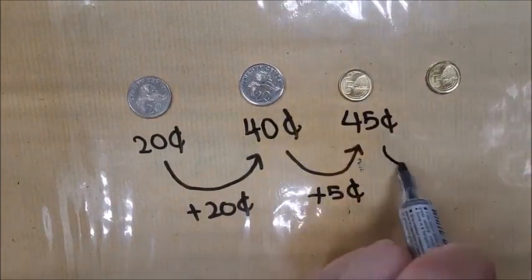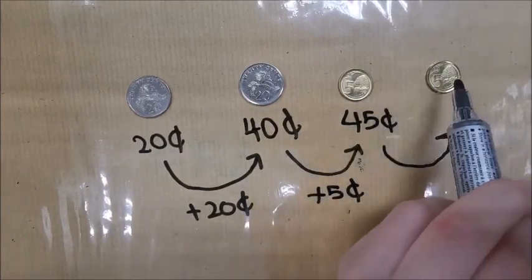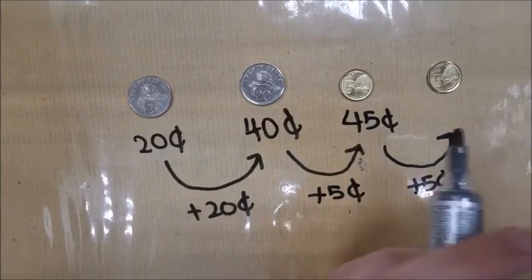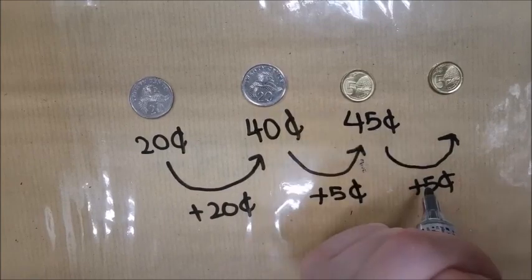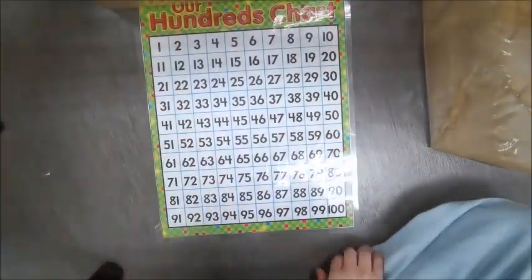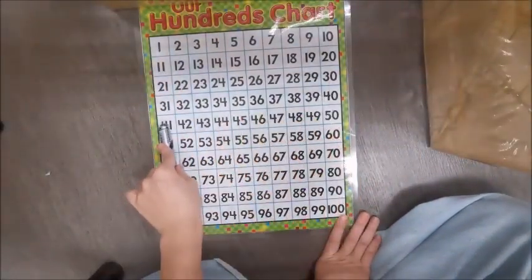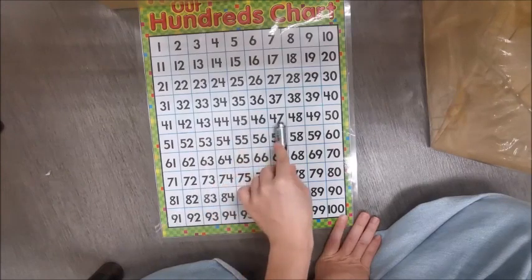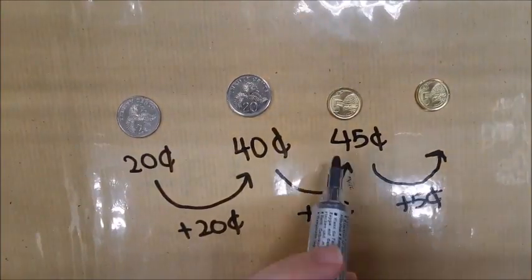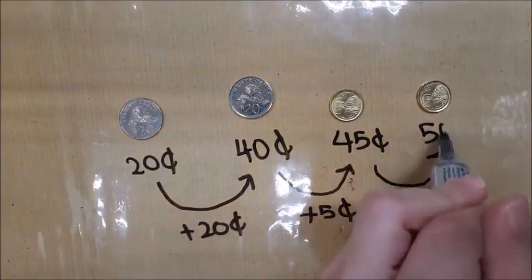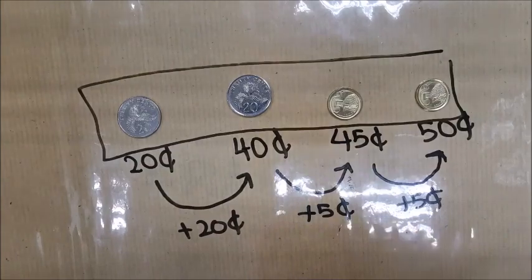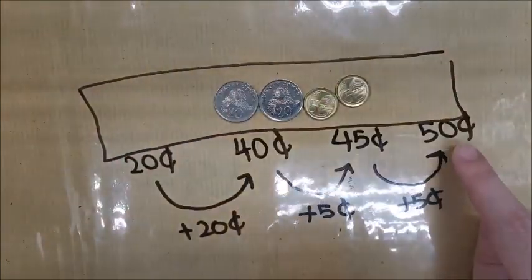What about the last coin? Let's move on. The last coin, we draw the last arrow and it will be adding 5 cents. 45 plus 5. If you're not very sure, you can use the hundreds chart over here. 45 plus 5 equals 46, 47, 48, 49, 50. 45 plus 5 equals 50 cents. And we did it. These coins put together make 50 cents.